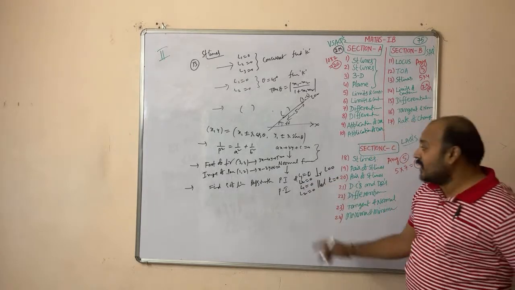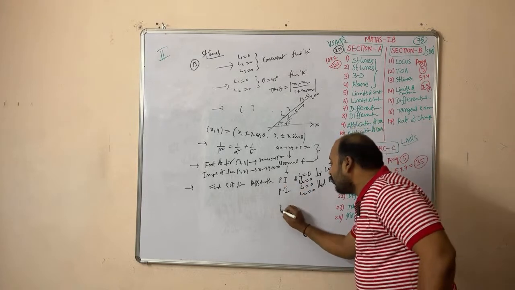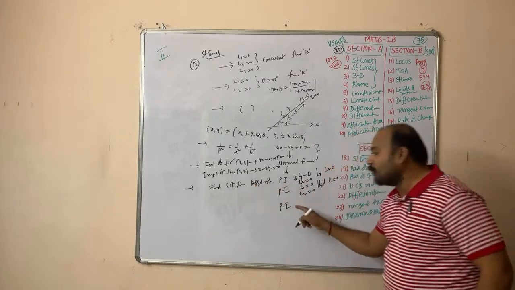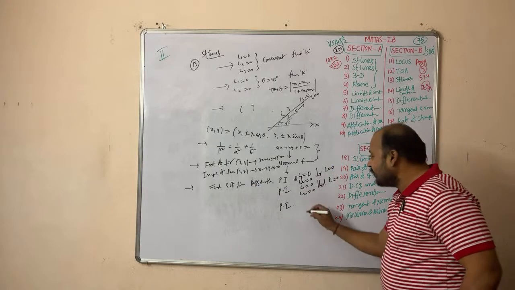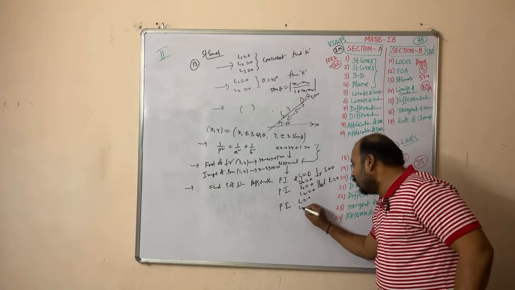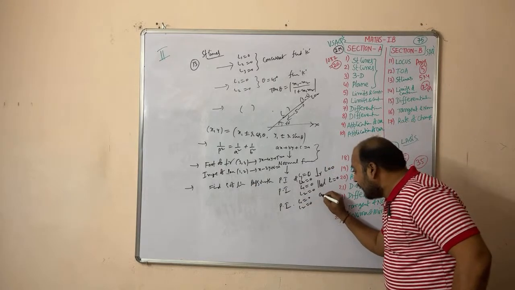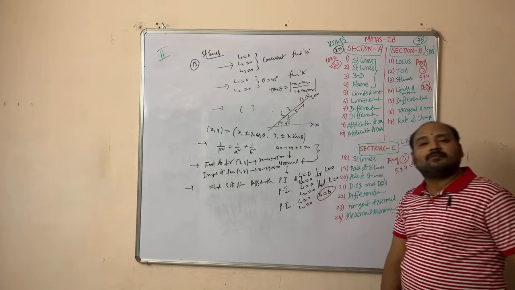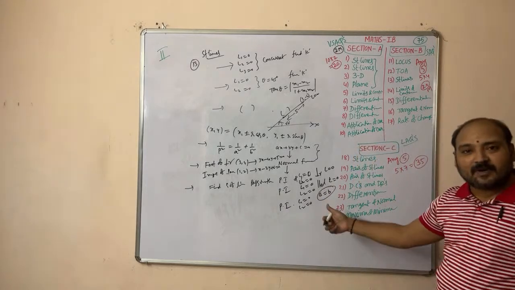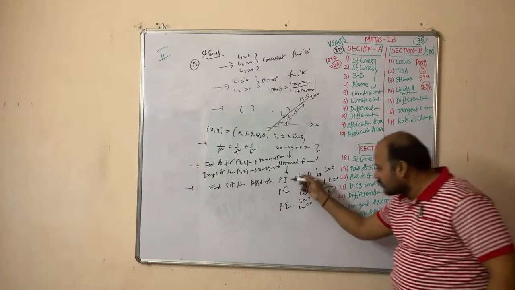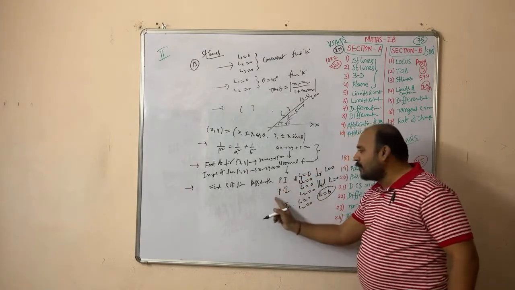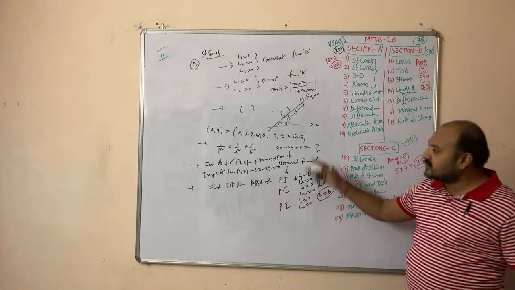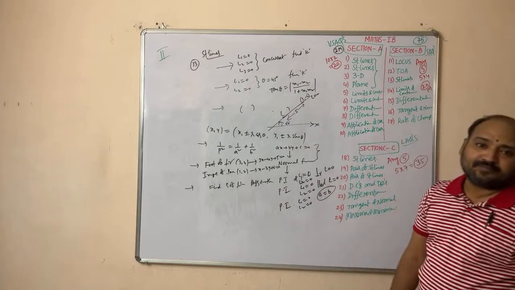These types of questions. And in this same category, find the equation of the line passing through the point of intersection of the lines L1 equal to 0 and L2 equal to 0 and whose intercepts are equal, whose x-intercept and y-intercept are equal. Questions like these are there, dear students. Keep in mind and practice. These are the possibilities for 4 marks questions.